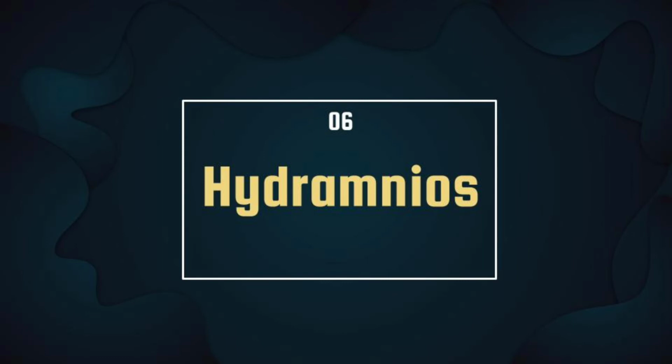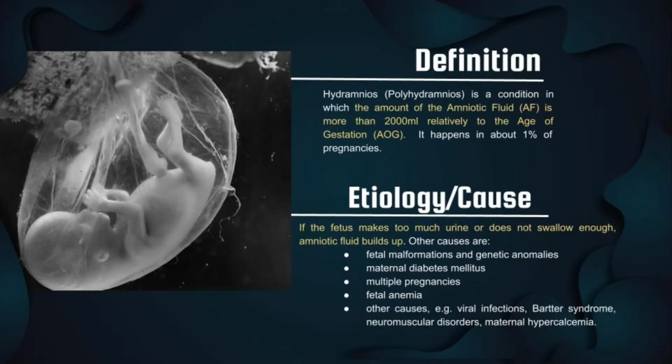So to start off, let's first define what is Hydramnios. Hydramnios is a condition in which the amount of the amniotic fluid is more than 2000 ml relative to the age of gestation.